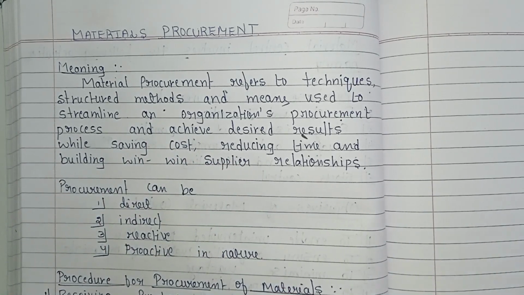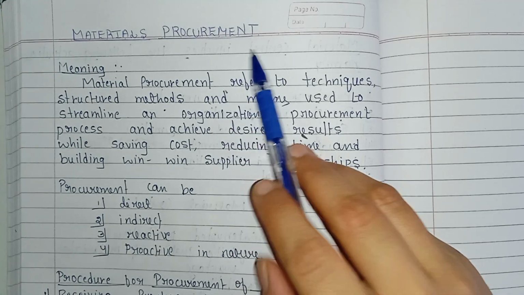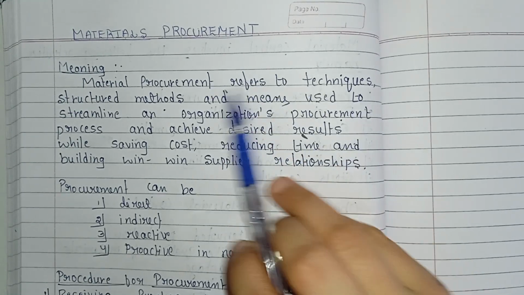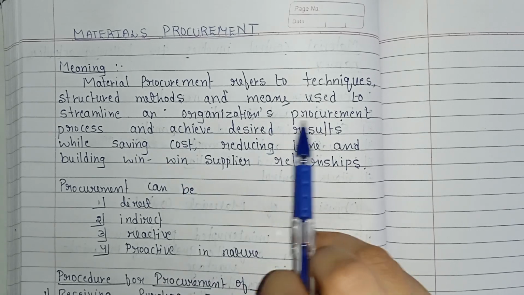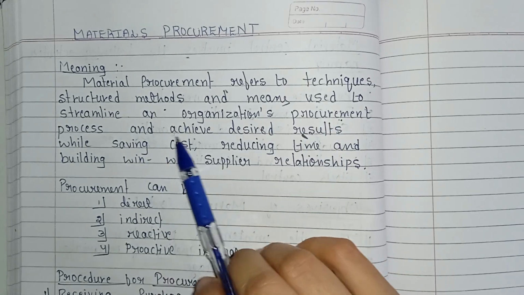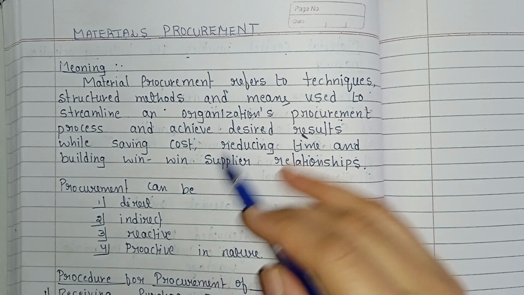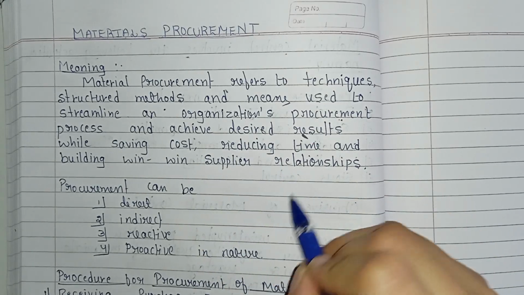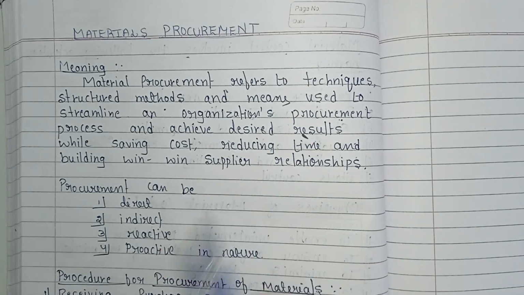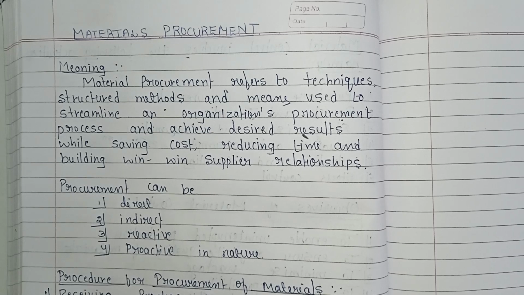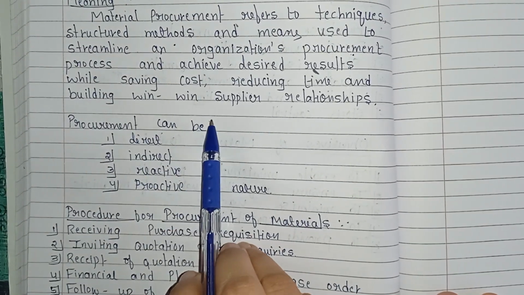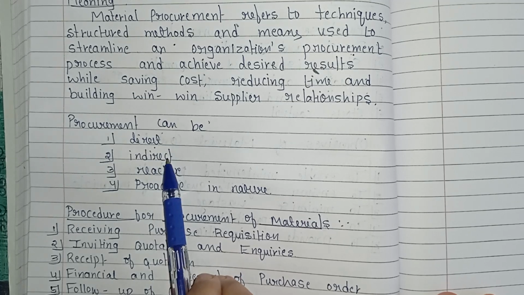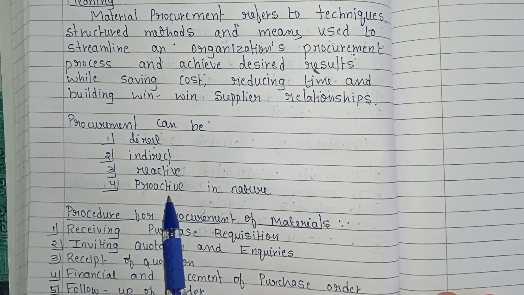So what is the meaning of materials procurement? It refers to techniques, structured methods and means used to streamline an organization's procurement process and achieve desired results while saving cost, reducing time and building win-win supplier relationships. This is the meaning of material procurement. Now, procurement can be direct, indirect, reactive and proactive in nature.